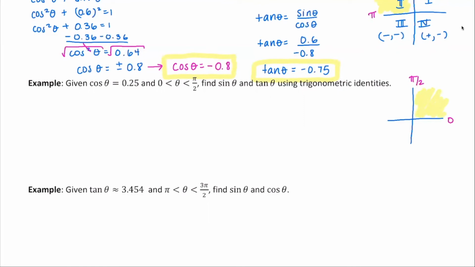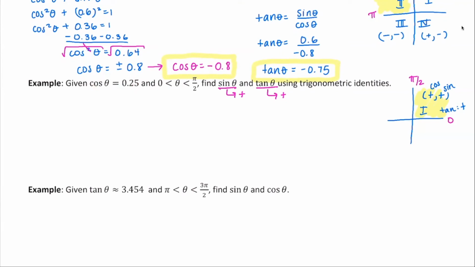What I know about quadrant 1 is that cosine and sine, so remember this is cosine, this is sine, are both positive, which means if I divide those two, tangent is also positive. So everything is positive in quadrant 1. That means sine is positive and tangent is positive, and I can also verify that my cosine is positive as well.